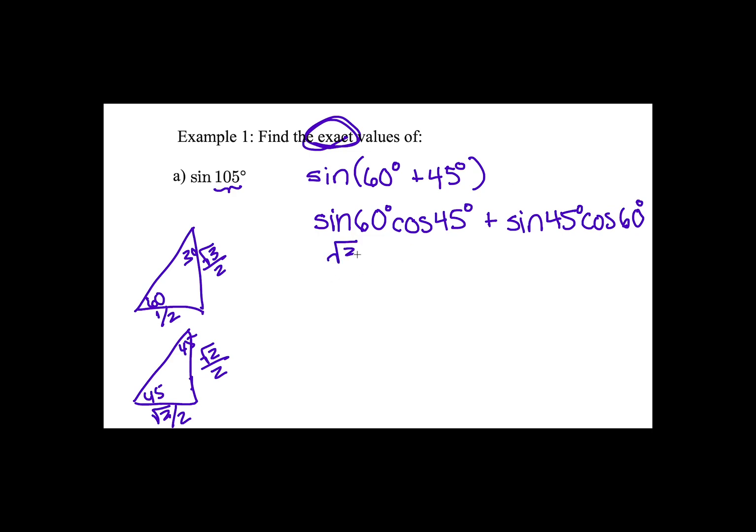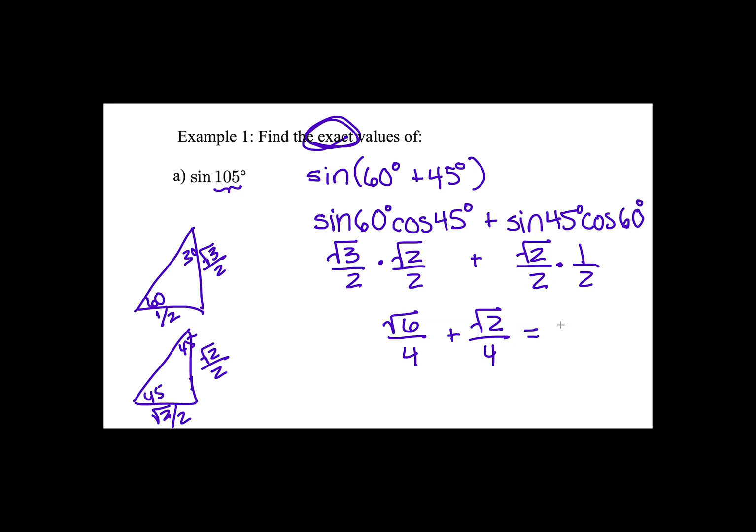So yeah, sine of 60, root 3 over 2. Cosine of 45, root 2 over 2. The sine of 45 is the same as cosine of 45, but the cosine of 60, which is the adjacent side, is 1/2. So we'll multiply these terms and these terms. Root 3 times root 2 is root 6 over 4. And this becomes root 2 over 4. And we'll combine it into a single fraction. Root 6 plus root 2 over 4.